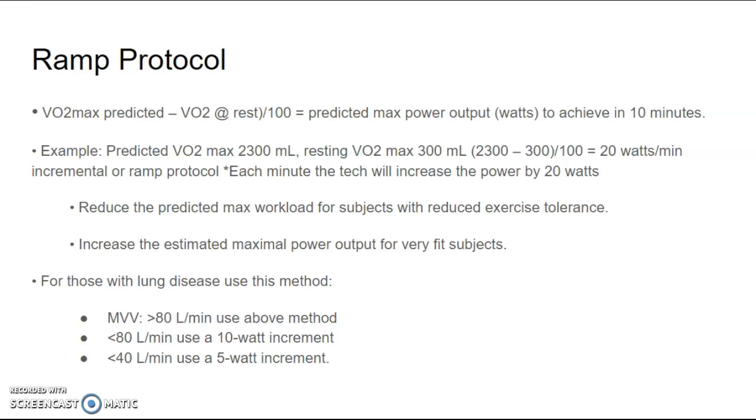For those with lung disease, you're probably going to use one of the methods below. If they have an MVV of greater than 80 liters per minute, you're going to use the method we just talked about, the predicted VO2 max minus VO2 at rest. However, if they have less than 80 liters per minute MVV, you're going to use a 10 watt increment. And if they have less than 40 liters per minute, you're going to use a 5 watt increment. So the more severe the lung disease, the lower the watts.